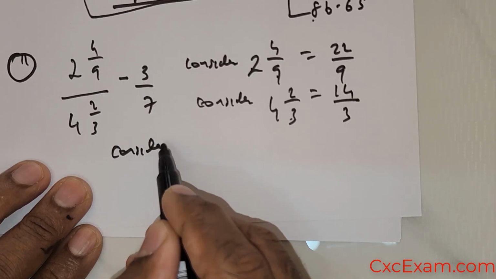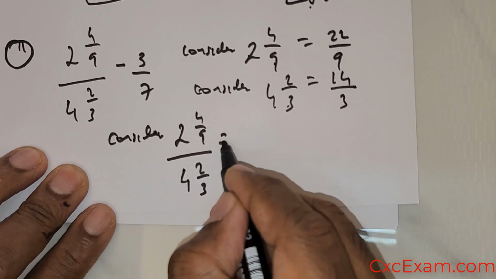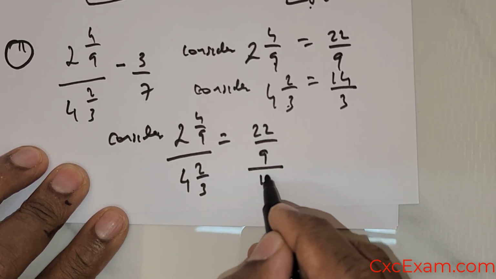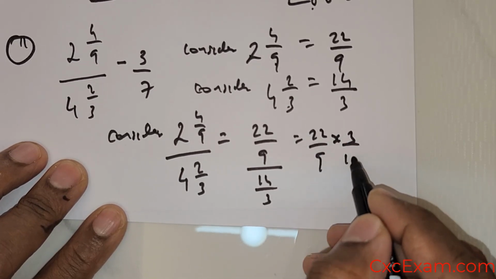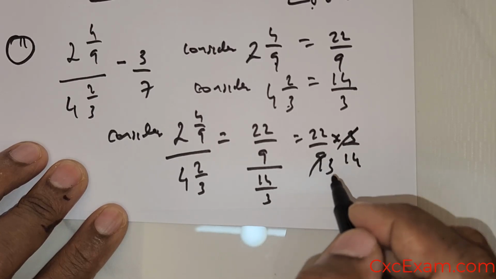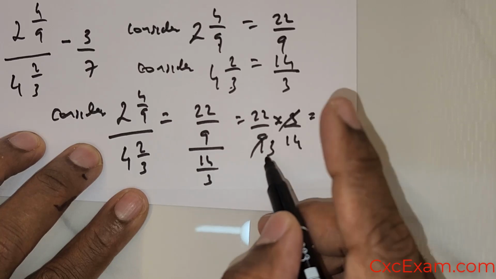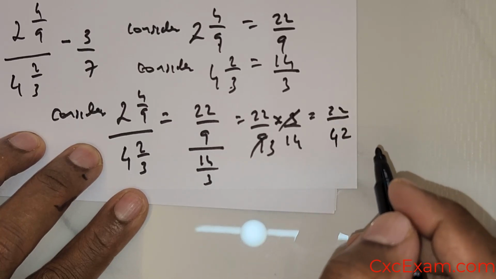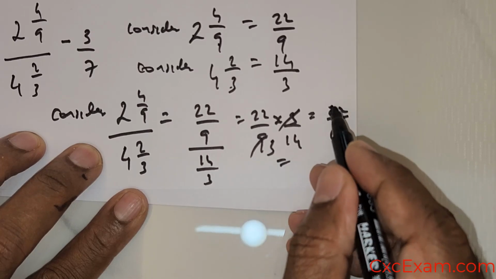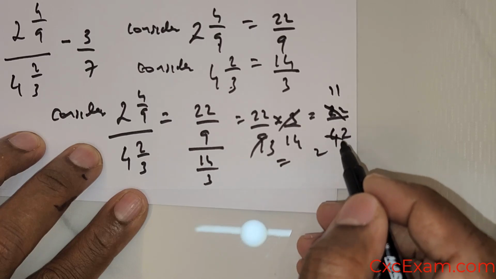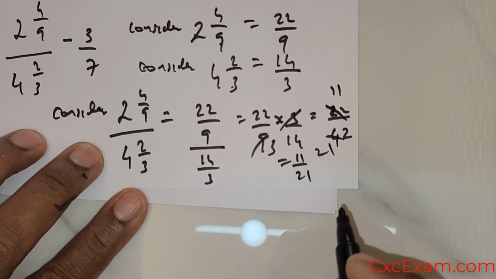Now I will consider 2 4/9 divided by 4 2/3. So this is 22 over 9 divided by 14 over 3. Now you flip it, you get 22 over 9 times 3 over 14. 3 divides 9 3 times, and this is 22 over 3 times 4, which is 12, plus 1 is 4... so you have 22 over 42. You can reduce this. 2 divides here 11 times, and 2 divides here 21 times. So you have 11 over 21.